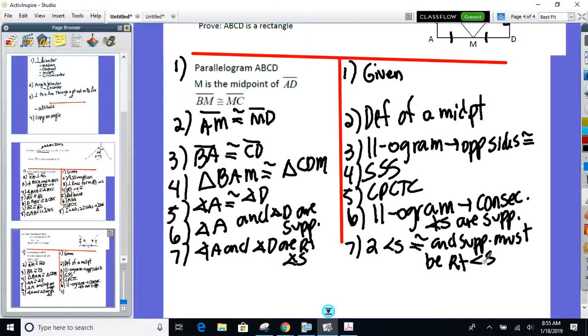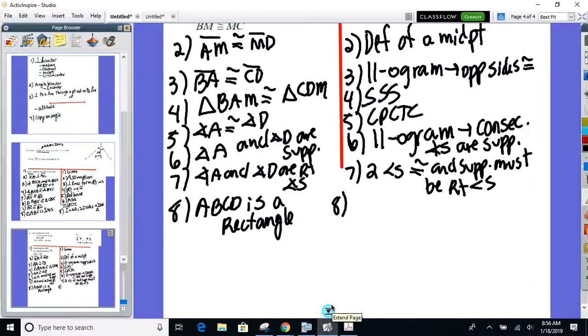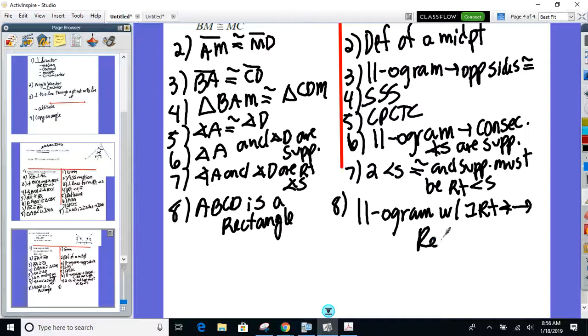And then what is ABCD now that I showed a right angle? It is a rectangle. So ABCD is a rectangle. This reason we have talked about. Why is it a rectangle? Parallelogram with one right angle implies a rectangle.